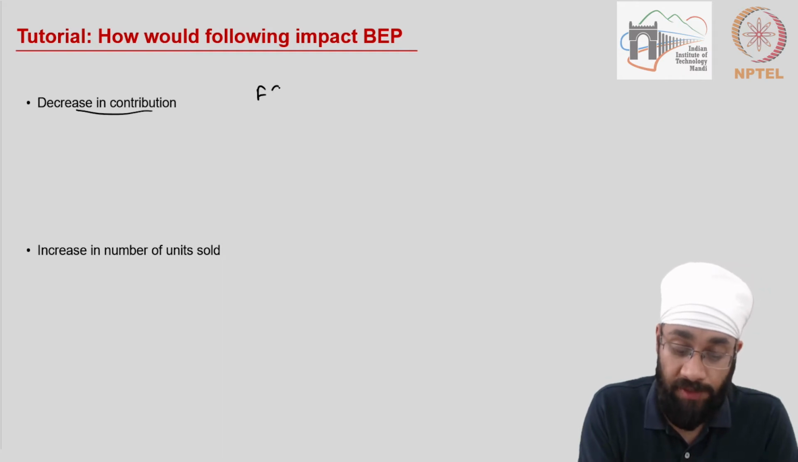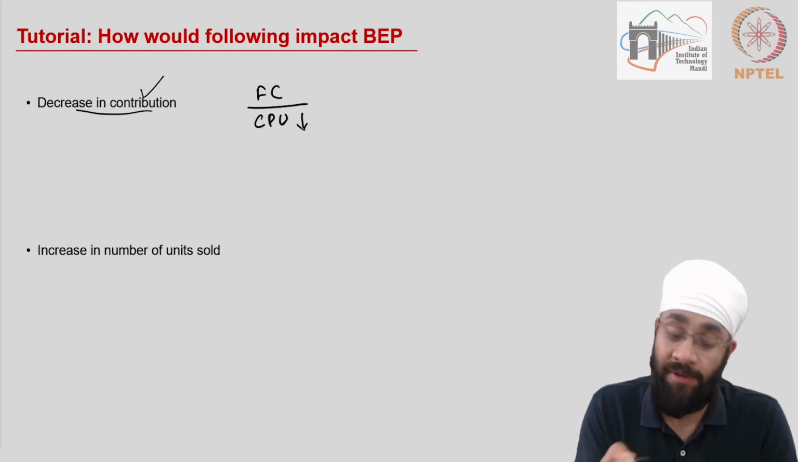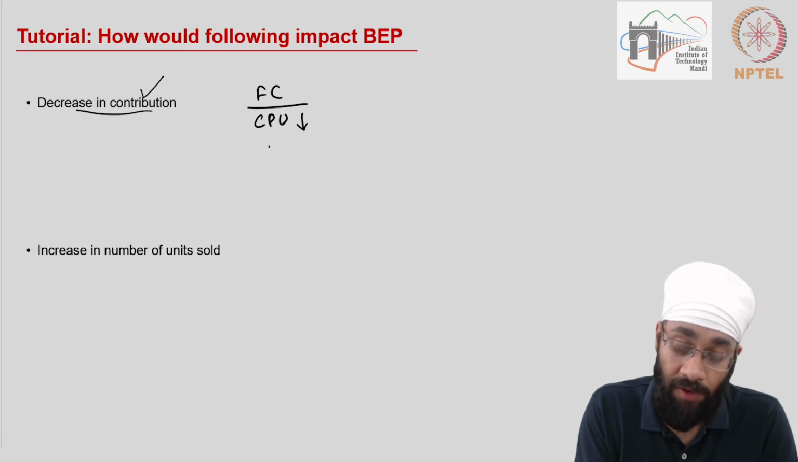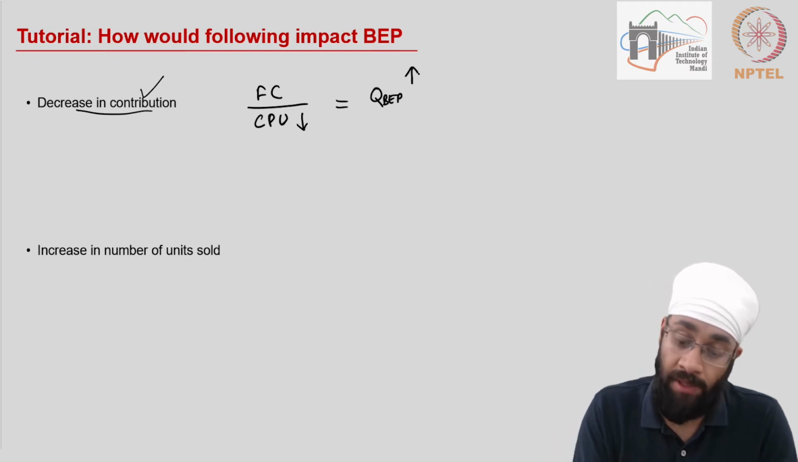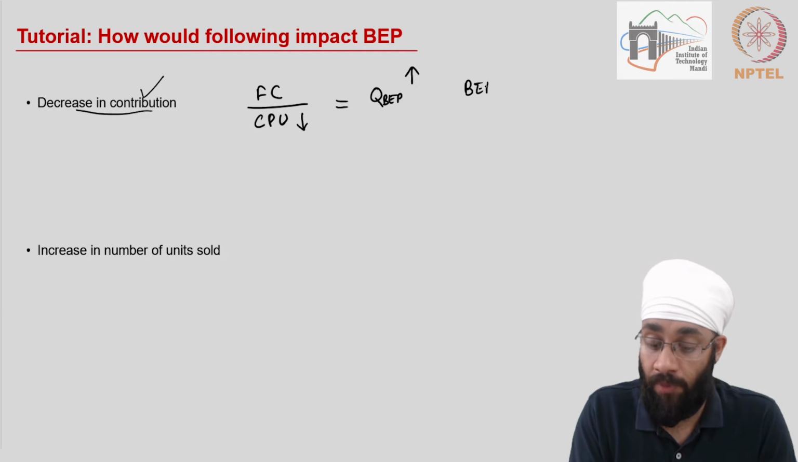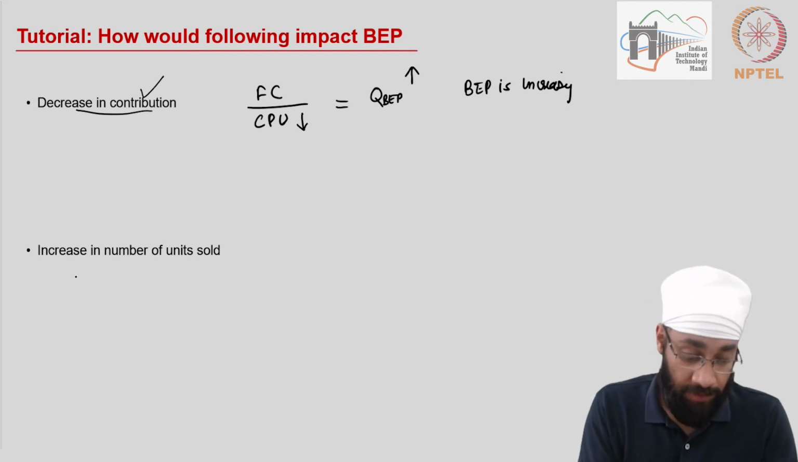Okay. Next up is decrease in contribution. Now we are saying fixed cost divided by contribution per unit. If the contribution per unit goes down, the denominator of this equation goes down, then the resulting number, which is quantity of break-even point, is going to go up. Therefore, the break-even point is increasing as a result of decrease in the contribution.